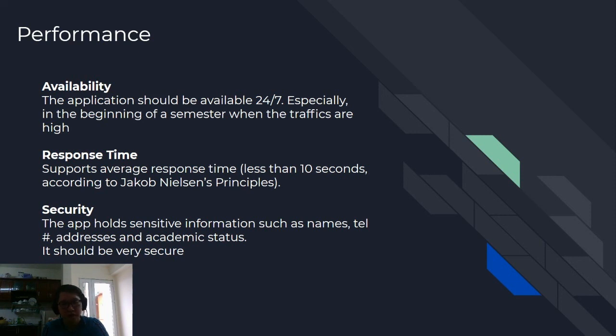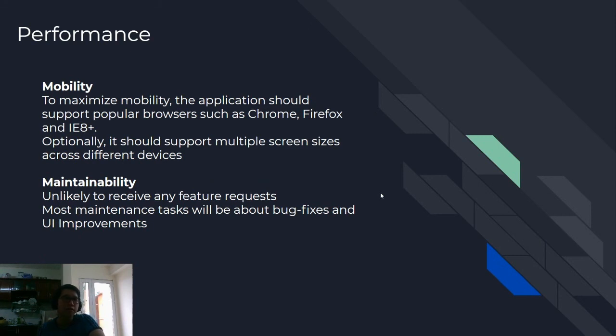In terms of security, the app holds sensitive information such as names, telephone numbers, addresses, and academic status, so it should be very secure. In terms of mobility, the application should support popular browsers such as Chrome, Firefox, and Internet Explorer 8 and above. Optionally, it should support multiple screen sizes across different devices. And finally, for maintainability, it's unlikely to receive any feature requests because the application is only supposed to do one thing and one thing really well. Most maintenance tasks will be about bug fixes and UI improvements.